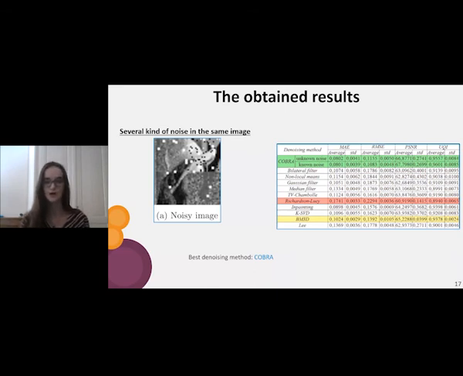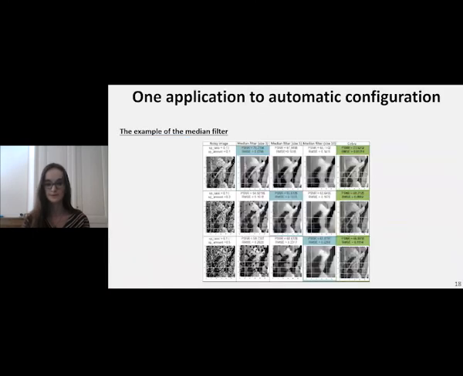Finally, we can focus on a possible application to automatic configuration. At the beginning, I said that basic methods were efficient, but sometimes really dedicated to one kind of noise and with some parameters that are difficult to tune. For example, the median filter is really good against salt and pepper noise, but if the noise rate increases, the kernel size of the filter has to increase too. And so it can be difficult to choose the best value.